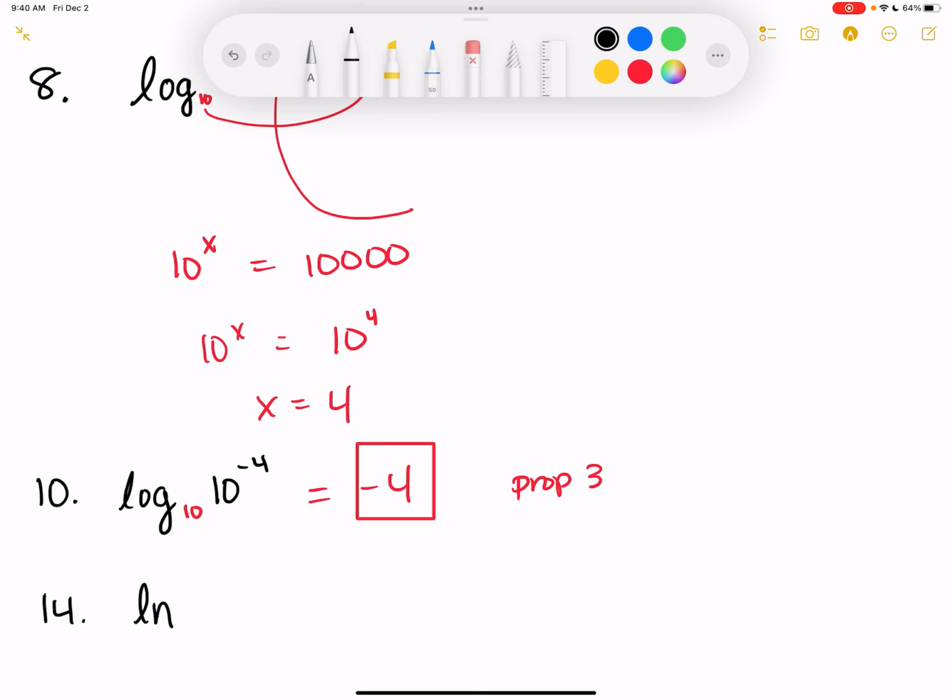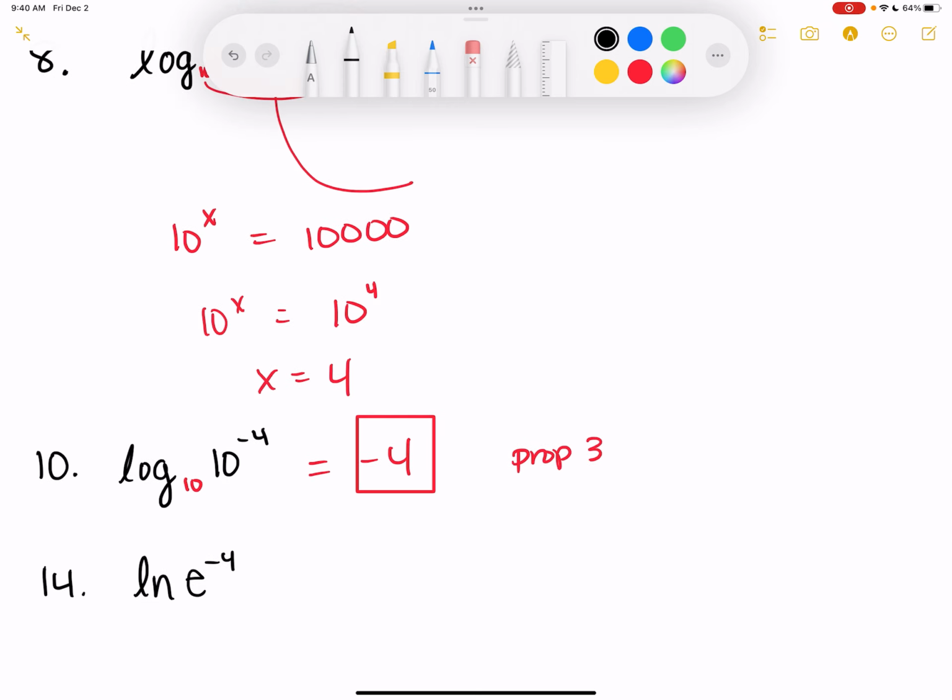All right, moving into some natural logs. Number 14, the ln of e to the negative 4. This one is also a property. What base does ln represent? It's a natural log. What base does it represent? E. So you have log base e of e to the negative 4. So it's negative 4.